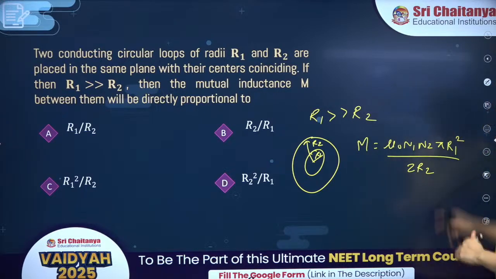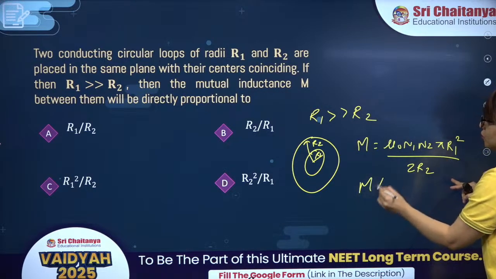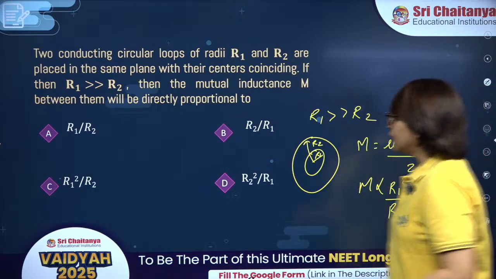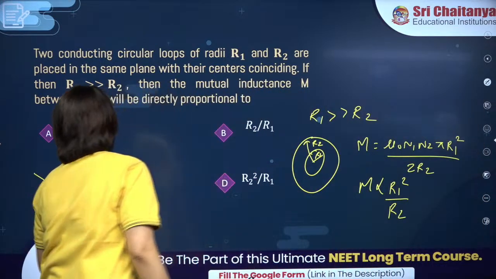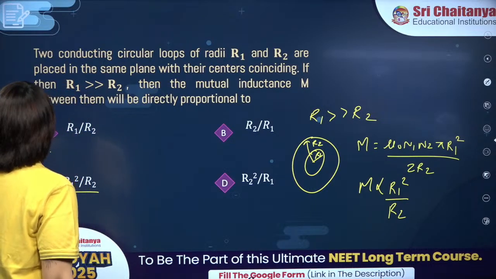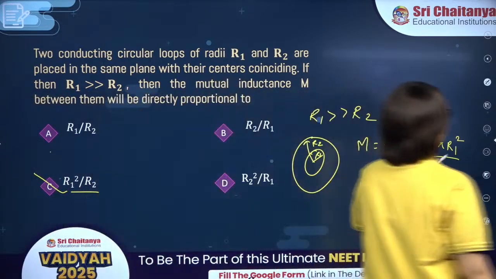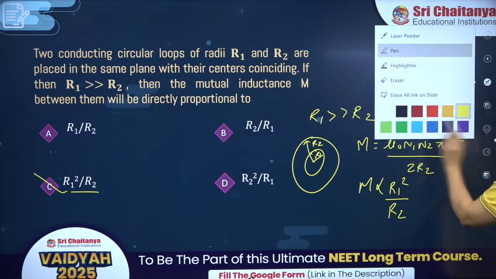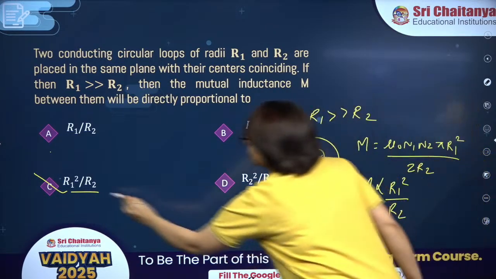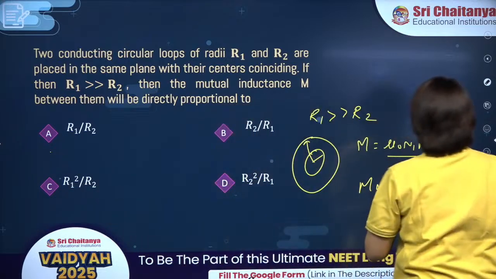Yes, well done. So you can see that it is directly proportional to r1 square divided by r2. So the correct answer is option C. It is directly proportional to... Oh, no. We interchanged r1 and r2. Just a second, beta, just a second. We interchanged r1 and r2. It should be D.